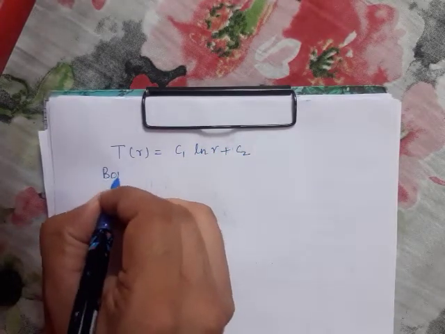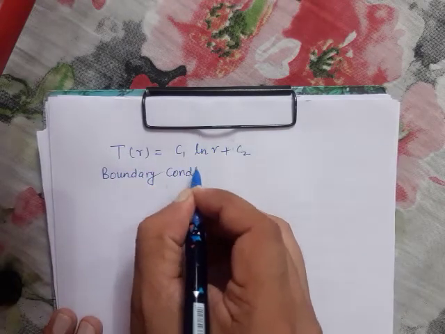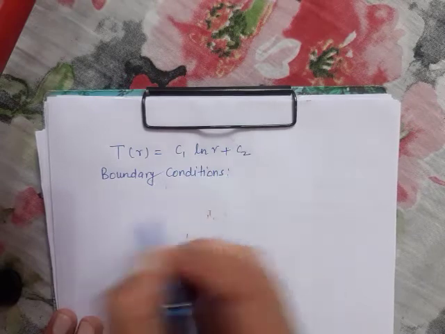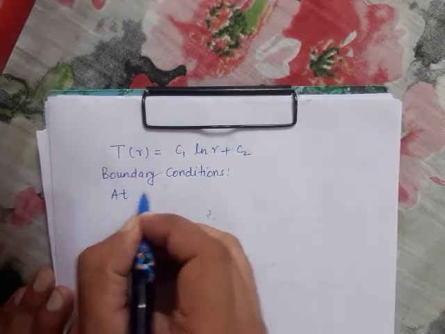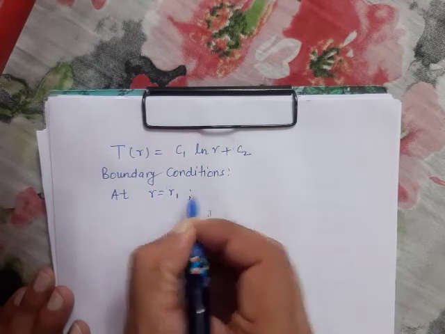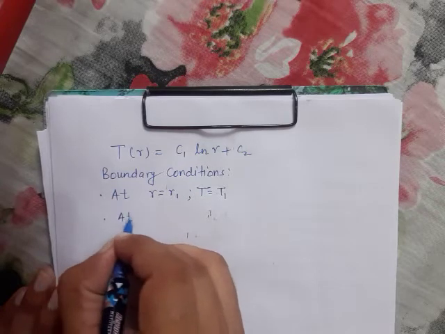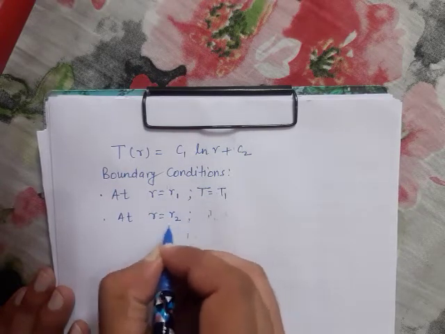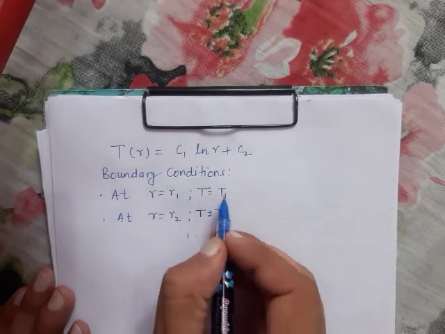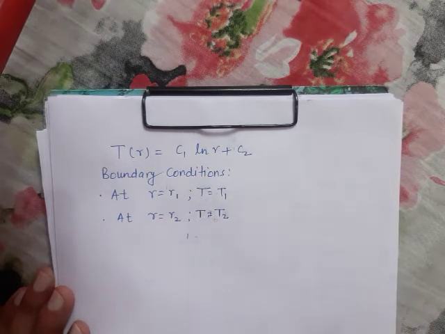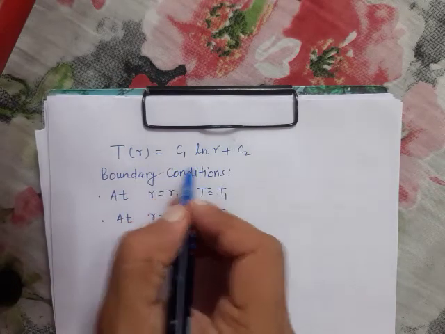Now we can use certain boundary conditions. The boundary conditions are: first, at r equals r1, the temperature is given as T1, and at r equals r2, the outer radius, the outer face is maintained at temperature T2. At r equals r1, T equals T1, and at r equals r2, T equals T2. Now we will apply both boundary conditions to solve for C1 and C2.